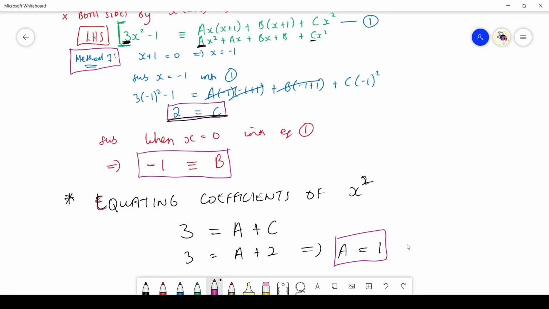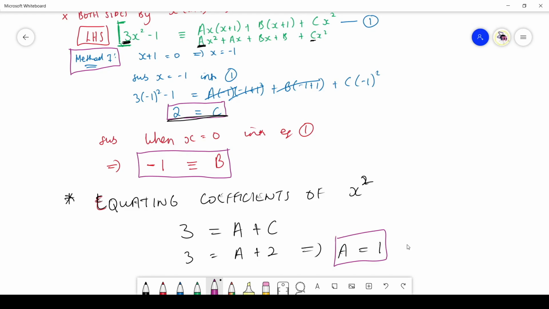Getting those values requires different methods. Right? You have to either equate coefficients of x squared, x cubed. Sometimes you have to equate constants. And sometimes you just have to set your denominator equal to 0 and use those values. Whichever method you want to use is completely fine. It just takes a bit of practice. Okay, guys?